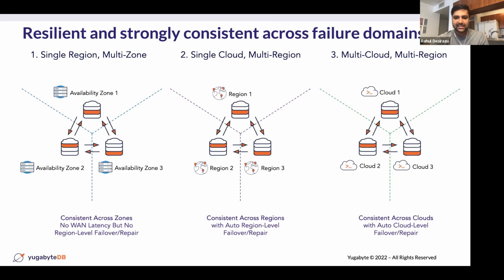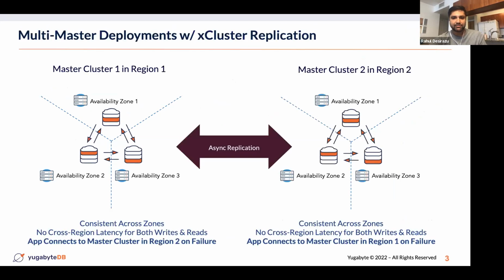But now let's add the condition that we also don't want cross-region latency network hops. Now the solution no longer works because obviously any write that comes in will have to go through the raft consensus, and that will be a cross-region network hop. And that's the core of what drives cross-cluster, where we have these two regions.